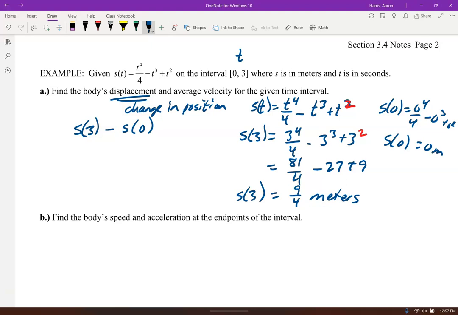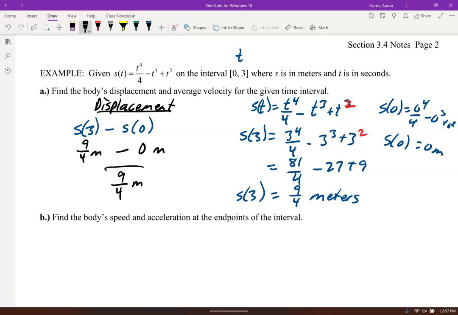And let's do the displacement. So the displacement or the change in position would be s of 3, 9/4 meters, minus s of 0, 0 meters. So it has a total displacement or total change in position of just 9/4 or 2.25 meters. That's your displacement. It also wants the average velocity.